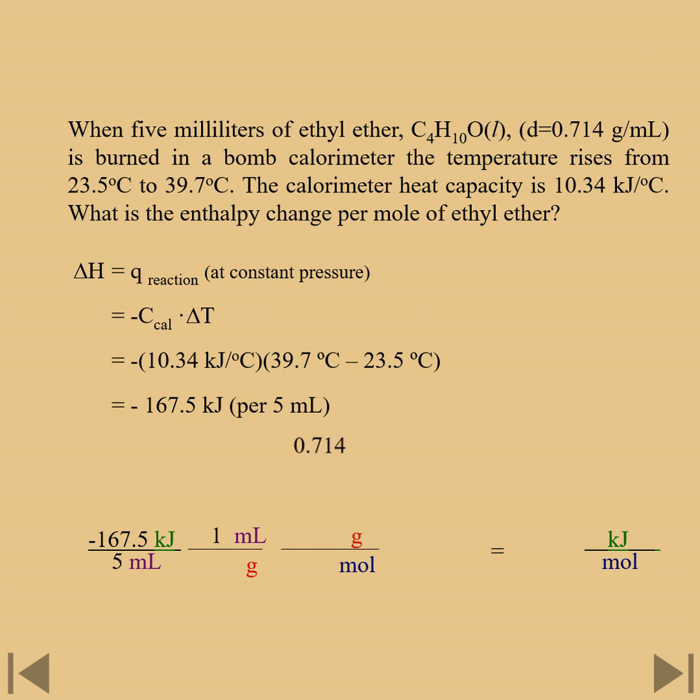Okay, let's put in those numbers. 7.14 grams per each milliliter. Molar mass of the diethyl ether, we have 4 times 12.0, 10 times 1.0, and 1 times 16.0, which adds up to 74.0 grams per each mole. And when I put this all on my calculator, I come up with negative 3,472 kilojoules per mole.